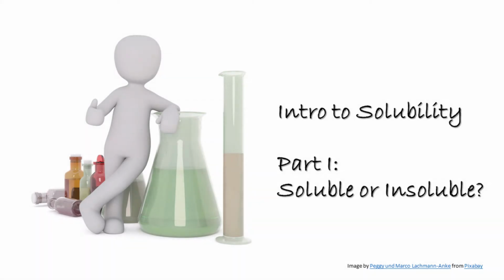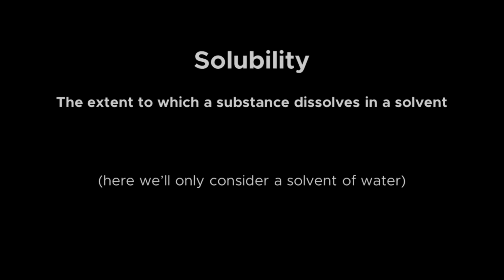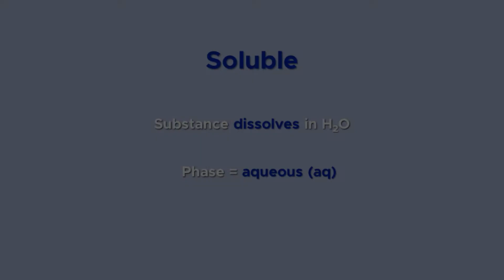In this video, we'll take a look at how to predict solubility for an ionic compound in water. Solubility is defined as the extent to which a substance dissolves in a solvent. Here, we'll make a couple of simplifications. First, we will approach solubility as an either-or situation. Either an ionic compound is soluble or it is not. Second, we will only consider water as a solvent.